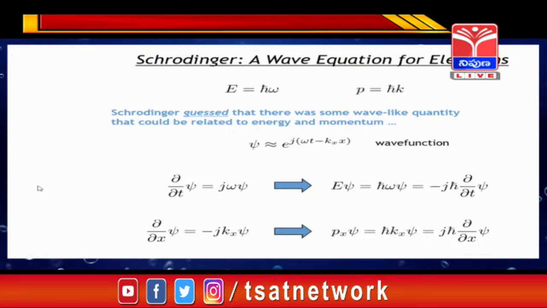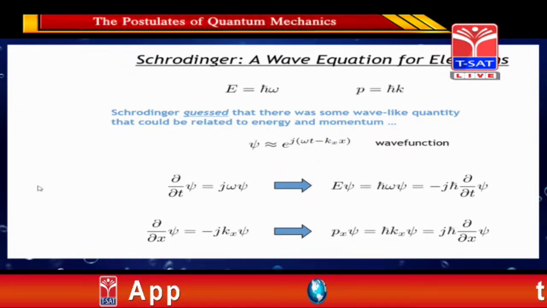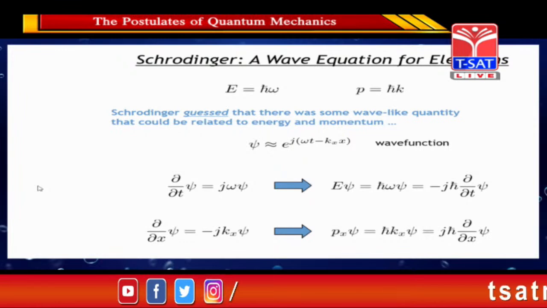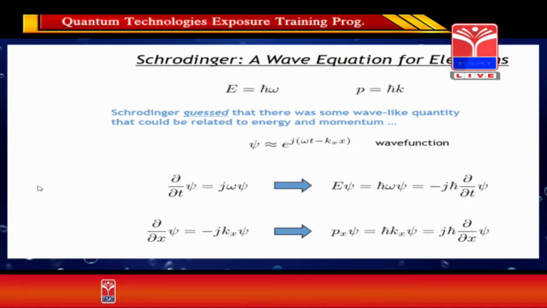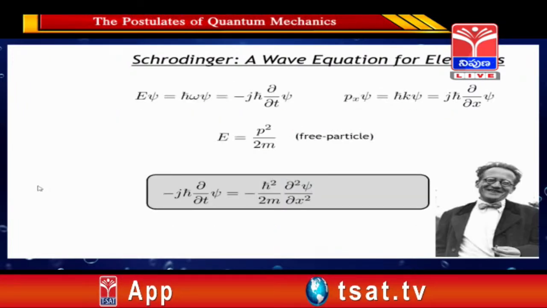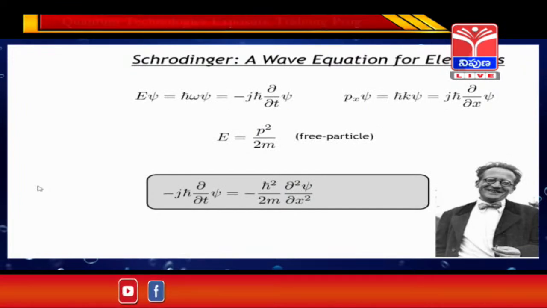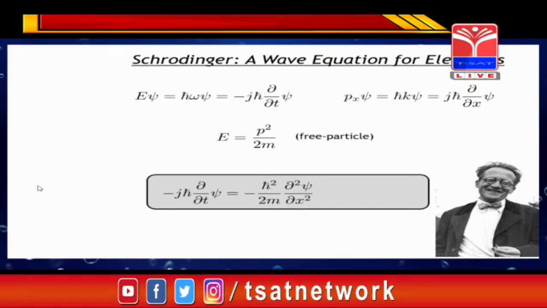So if you want to know the energy of this wave function xi associated with some quantum particle, then we have to use this operator minus j h bar del t on this wave function, theoretically. Similarly, momentum can be understood in one dimension as the operator j h bar del x. If we generalize this, here we see the energy operator, and the momentum operator is j h bar del x.